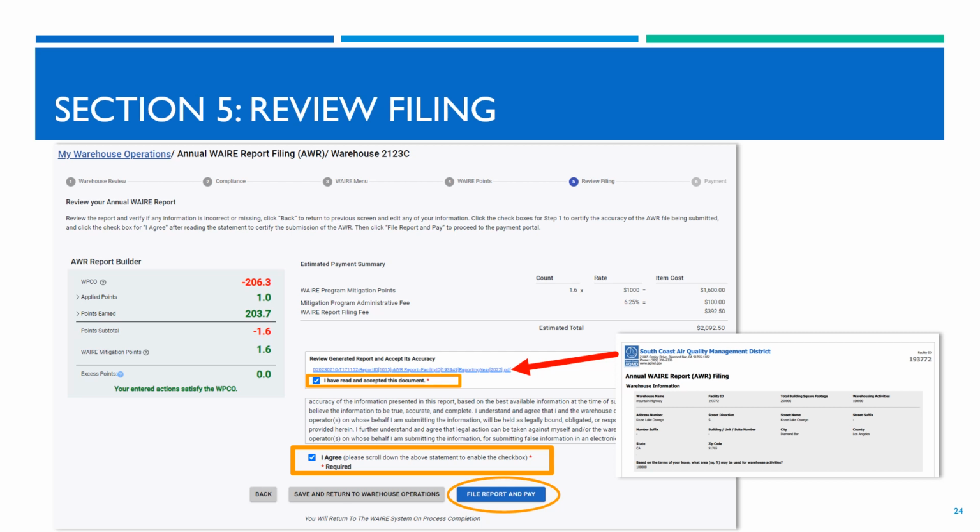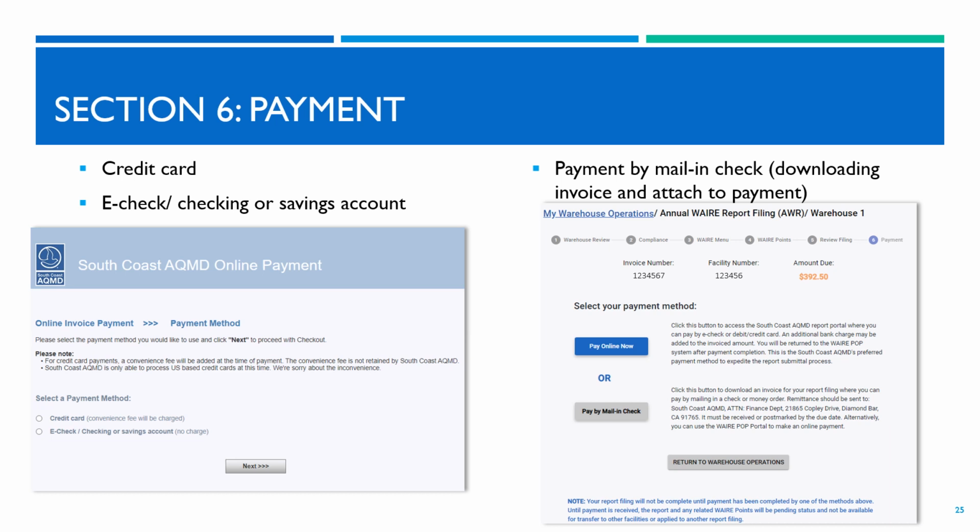Your report will not be deemed as completed until you have successfully paid the AWR filing fee and mitigation program fees, if applicable. Section 6. Payment. An administrative fee of $392.50 is required to complete the AWR filing. To pay online via either credit card or e-check/checking or savings account, select Next to proceed with an online payment.